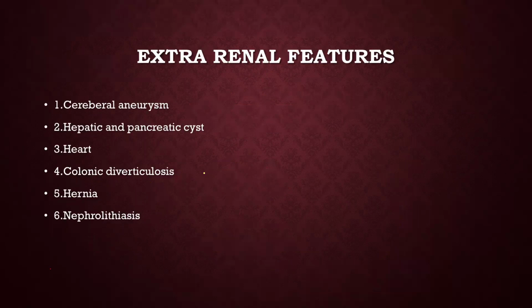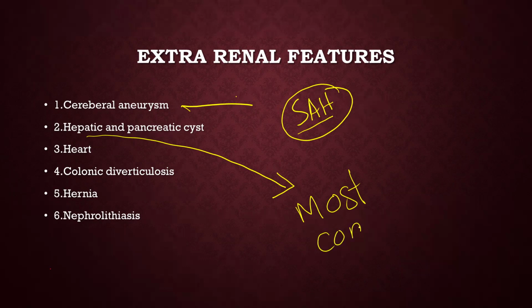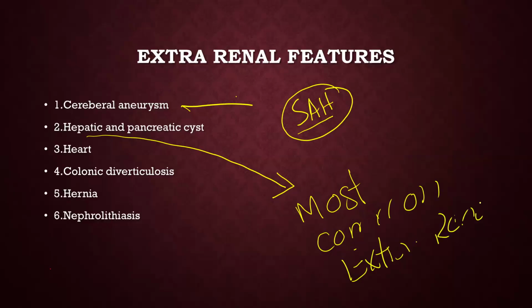Extrarenal clinical features of autosomal dominant polycystic kidney disease: cerebral aneurysm. It is super high yield. Why? Because of subarachnoid hemorrhage, right? Hepatic cyst is again very important, very high yield, and is the most common extrarenal cyst.